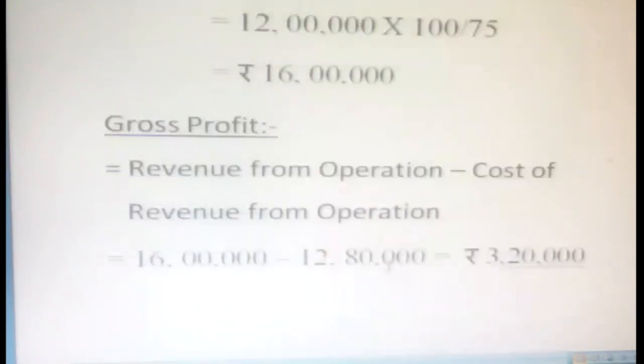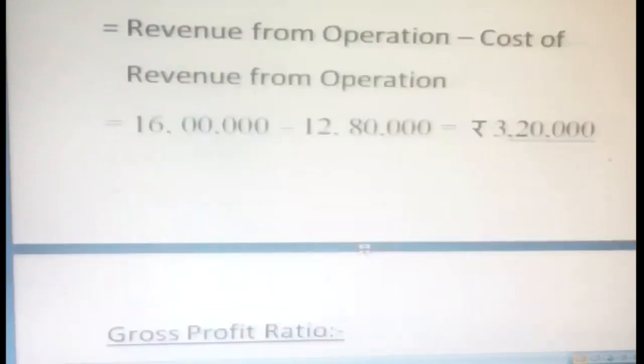Okay. Now, what is the gross profit formula? Revenue from operation minus cost of revenue from operation. When you substitute this, we just got revenue from operation 16 lakhs minus cost of revenue from operation 12 lakh 80,000. We got 3 lakh 20,000.